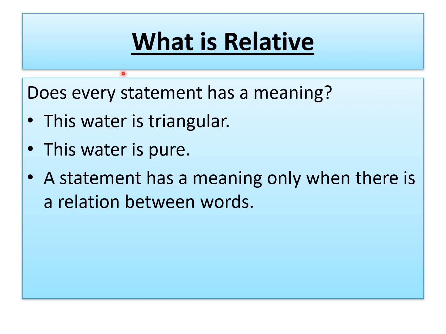Now, coming to what is relative. Does every statement have a meaning? When you see this example, this water is triangular. It is not making any sense. If you go to the next example, this water is pure. Here, this water is pure is giving a sense, whereas in this example, this water is triangular is not giving any sense. So a statement has a meaning only when there is a relation between words.